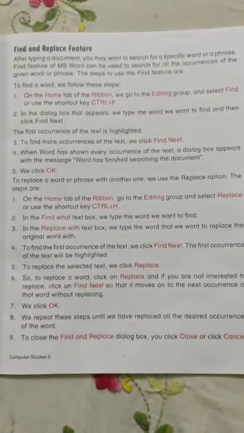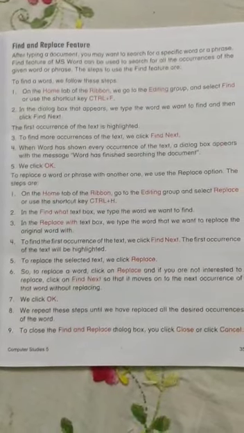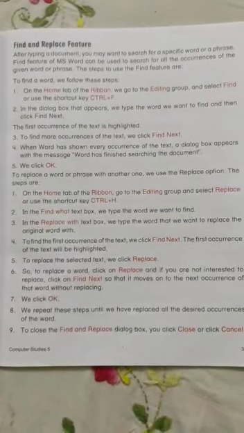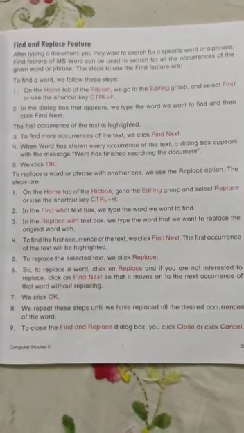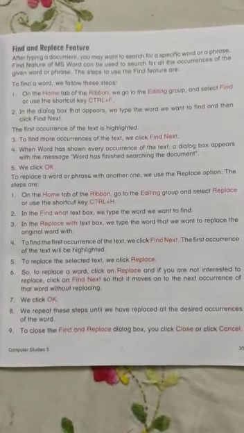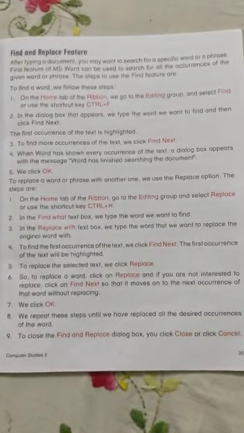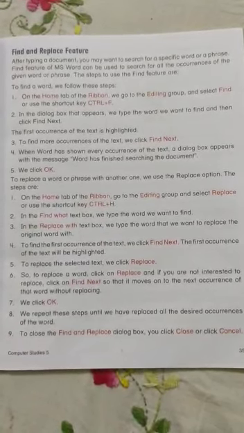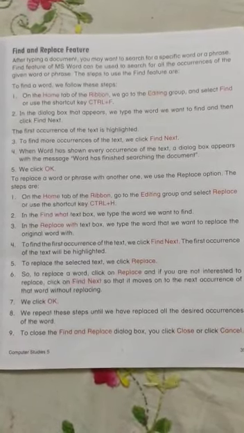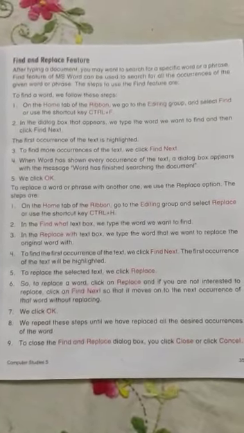Now there are a few steps to follow. To find a word, we follow these steps. First, on the Home tab of the ribbon, we go to the Editing group and select Find, or use the shortcut key, that is Ctrl plus F. In the dialog box that appears, we type the word we want to find and then click on the Find Next button. The first occurrence of the text is highlighted.